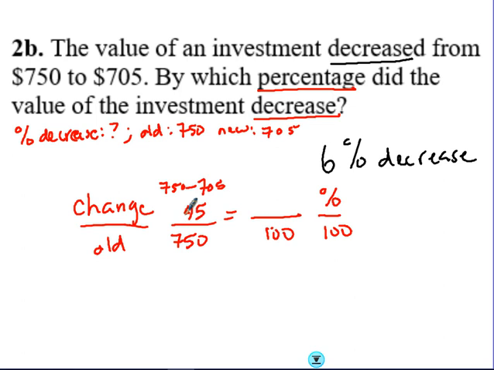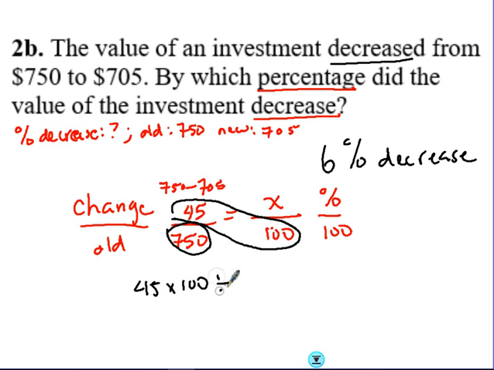Since you got 45 again, this decrease will also be the same as the last decrease because you're also comparing it to 750. So it's over x. Solve it. 45 times 100 again, and then divide that by 750. And when you do that math, you will indeed get a 6% decrease. And we know it's a decrease because the price got lower.